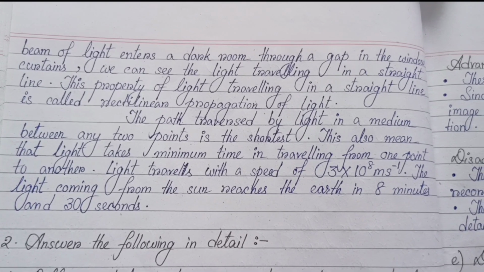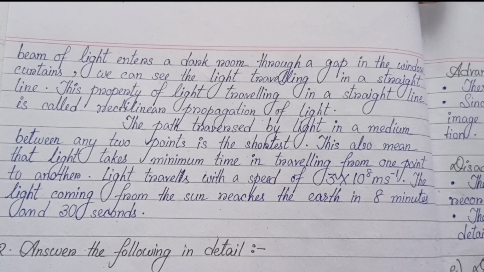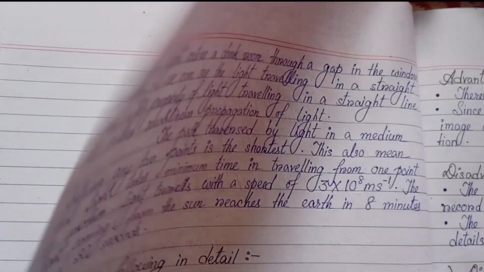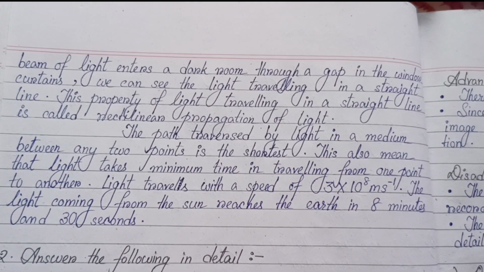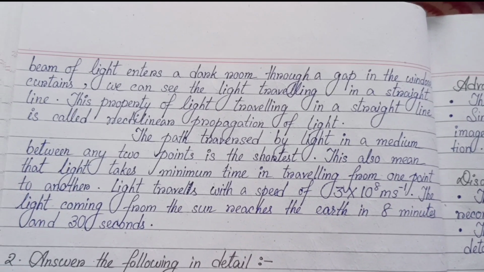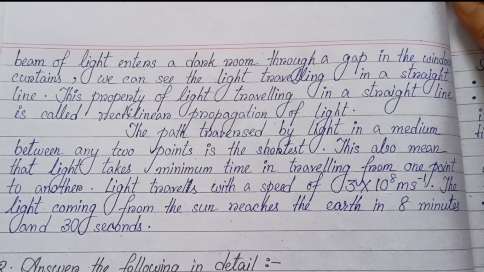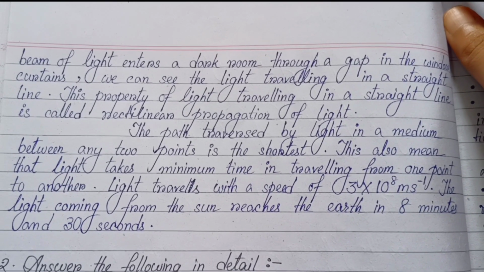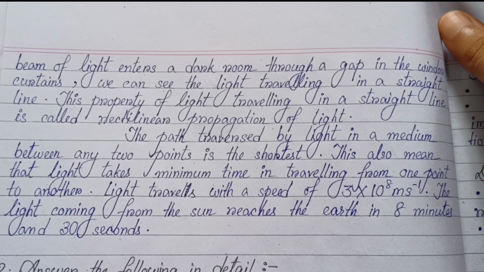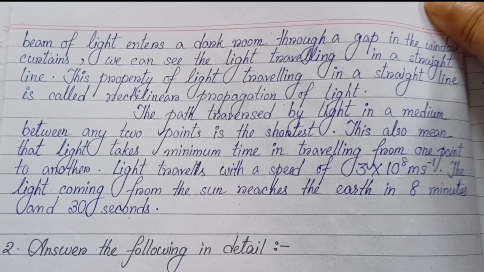The path traversed by light in a medium between any 2 points is the shortest. This also means that light takes minimum time in traveling from one point to another. Light travels with a speed of 3 × 10^8 m s^-1. The light coming from the sun reaches the earth in 8 minutes and 30 seconds.